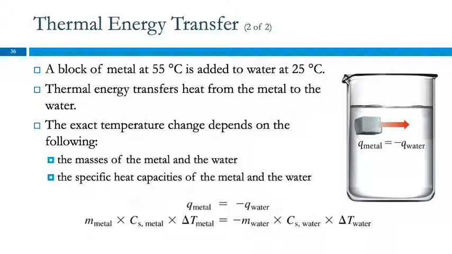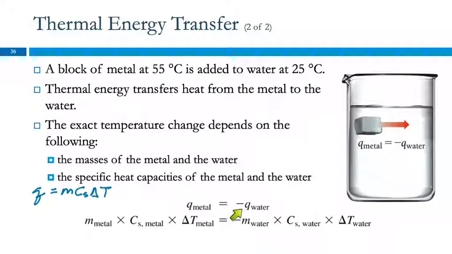So we can calculate the energy for the metal. Q equals mc delta T. All right, we learned that. So the heat lost by the metal is equal to the mass of the metal times the specific heat of the metal times the change in temperature for the metal. The metal's going from a higher temperature to a lower temperature, so its temperature change is negative. So in this example, this value is going to have a negative sign on it.